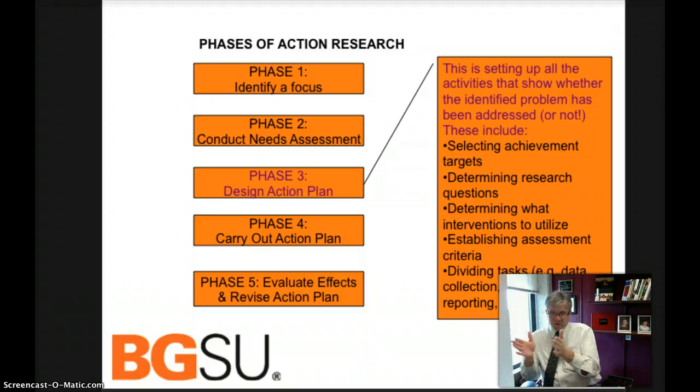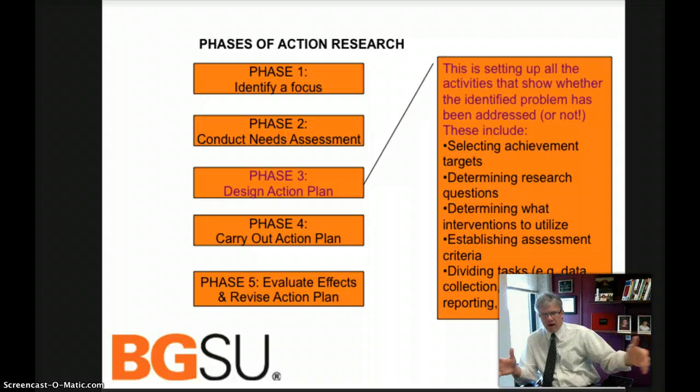Here are the things that we're going to do, the interventions. How are we going to assess? Obviously, the state test becomes the largest one, but what other assessments are we going to do to see whether we're making progress on those?